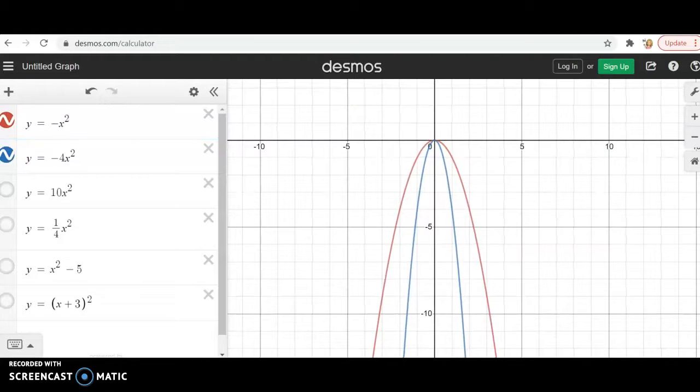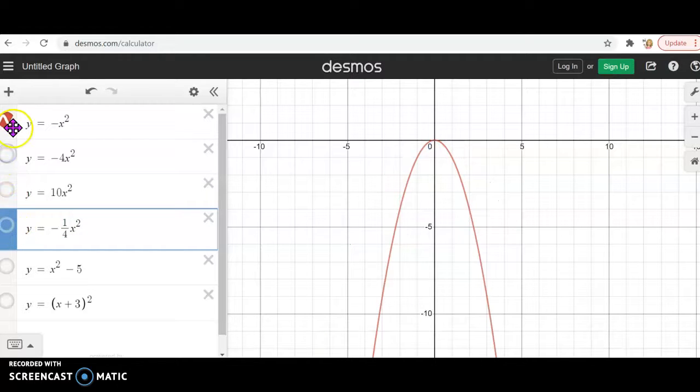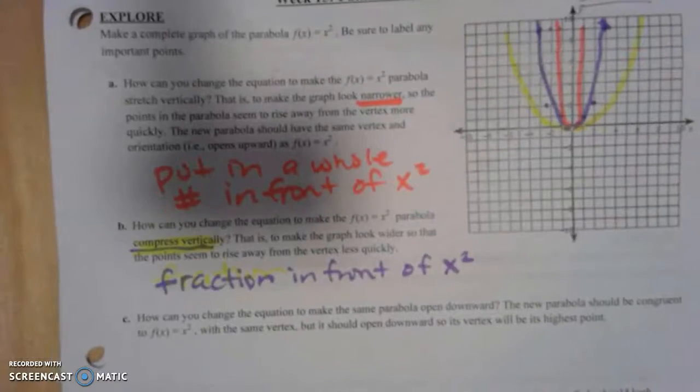Negative 4: notice the whole number 4 is still thinner, but it's opening downwards. And if I go here to 1/4, that was the compression. The compression with a fraction is still a wider graph. It's just that it's opening downwards. So that negative number is what's going to make it open downwards. So let's go to our paper and write that down.